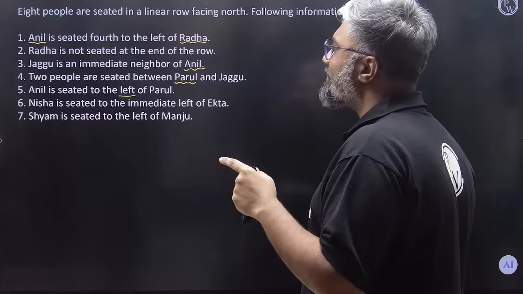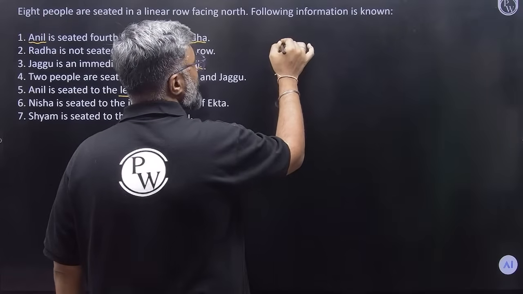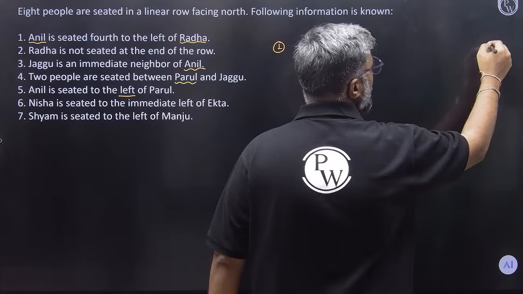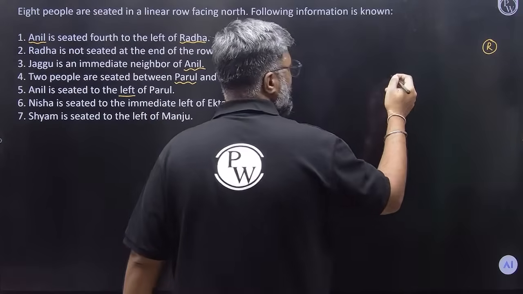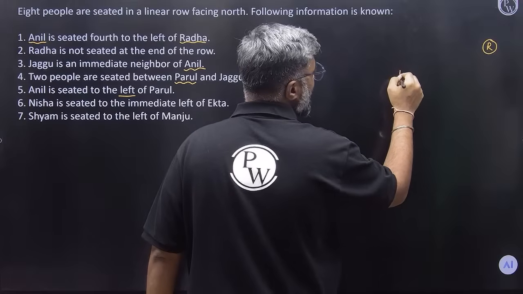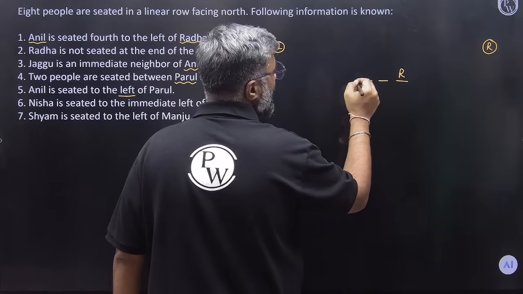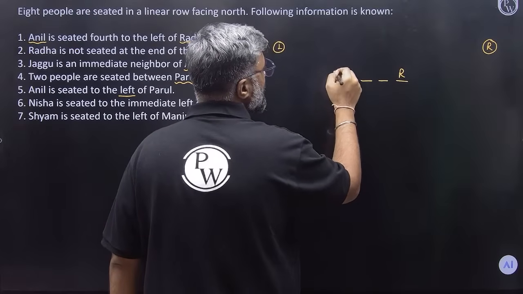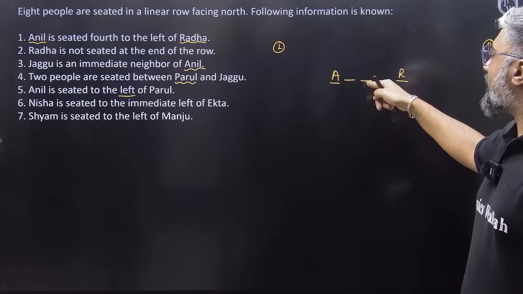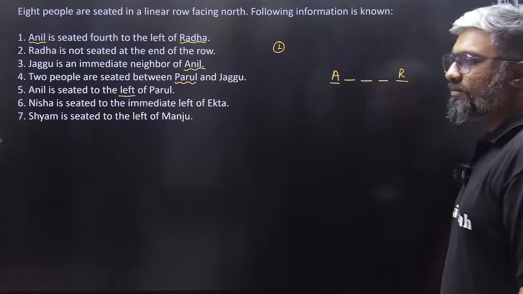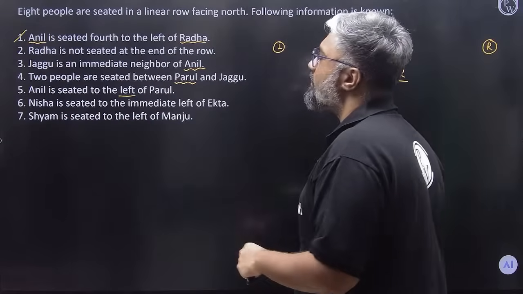Yeah. Anil is seated 4 to the left of Radha. They are all facing north. So mind you, this side should be left for everybody. This side should be right for everybody. So they're saying Anil is 4 to the left of Radha. I don't know where Radha is. I'm going to place Radha somewhere here. So 4th to the left will be first left, second left, third left, fourth left is here Anil. Works? Perfect.